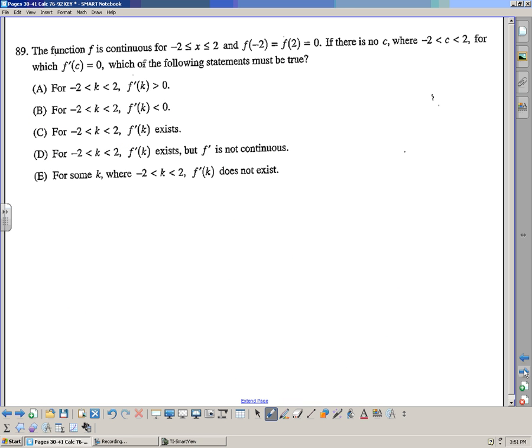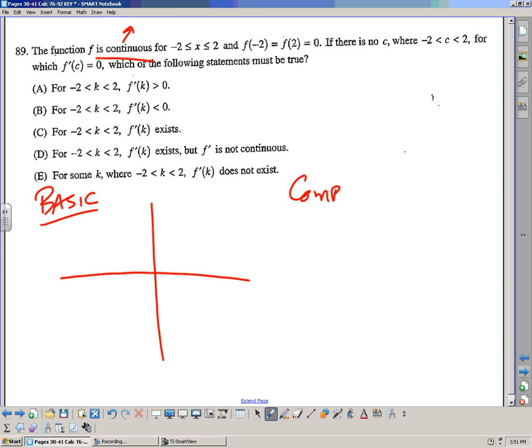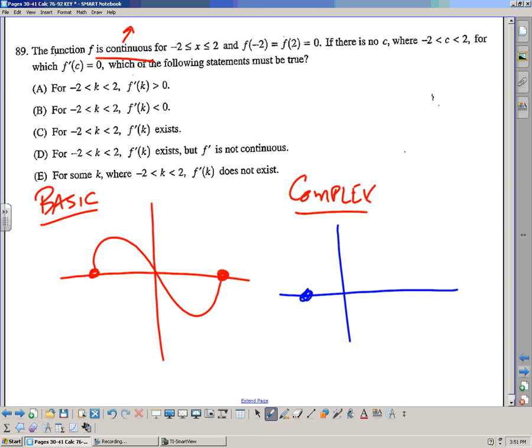All right, number 89, it says the function f is continuous from negative 2 to 2, and f of negative 2 is equal to f of 2, which is 0. So I want to draw that. Notice, they did not say differentiable. So I want to draw a basic graph and then a more complex version of this situation. f of negative 2 and f of 2 are both 0. So here's a basic version, something like this. A more complex version might include a point of non-differentiability, because that could happen. Maybe something such as this.